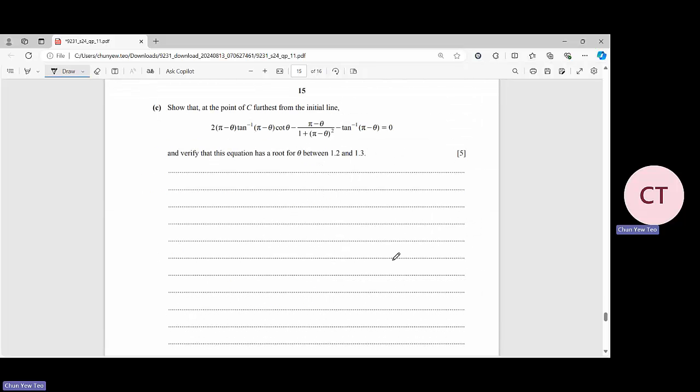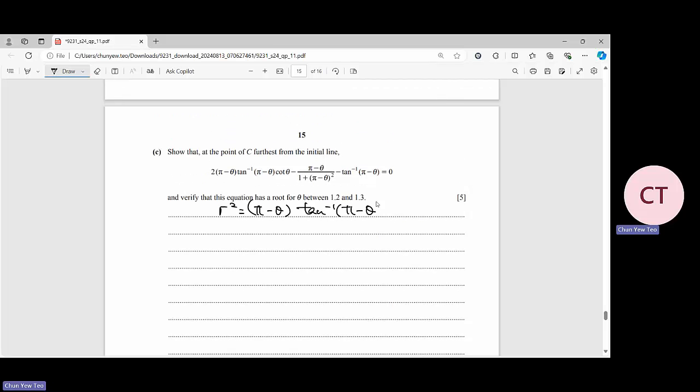Okay, so now we move on to question C. Question C seems a bit troublesome because we need to find the point on C furthest from the initial line. So for these questions on furthest from the initial line, we need to show this relationship is true. So what you need to do is, first of all, from these equations, pi minus theta arctangent of pi minus theta.